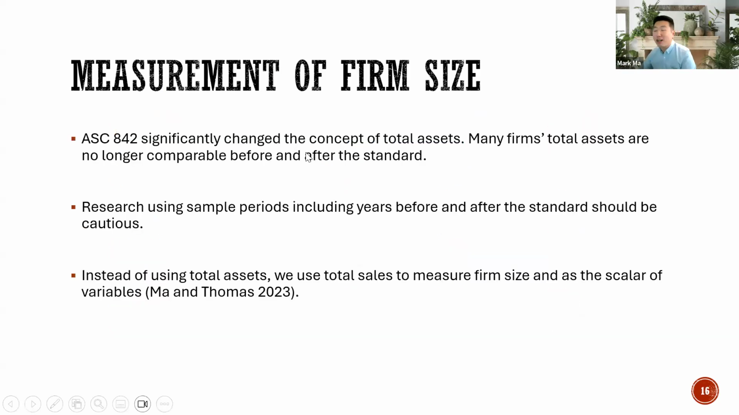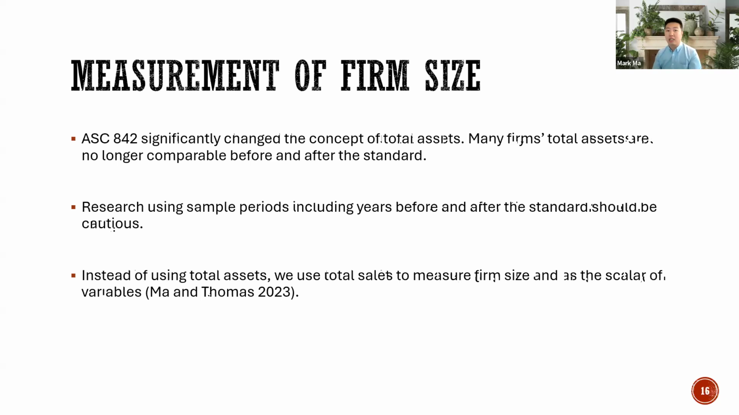One more thing I want to talk about in our research design is our measurement of firm size. ASC 842 significantly changed the definition of total assets, right? Because we added all these operating leases onto the balance sheet. Firms' total assets become no longer comparable before and after the standard. And a lot of ratios like return on assets also are not comparable anymore if you use just the information reported on the face of the financial statements. Therefore, research using sample periods including years before and after the standard should be very cautious about how they define firm assets and what scalar to use.